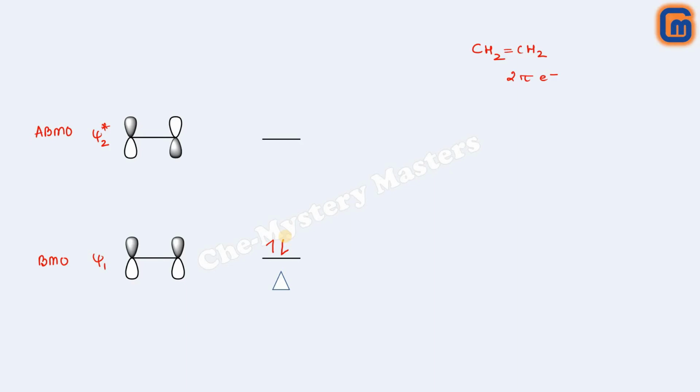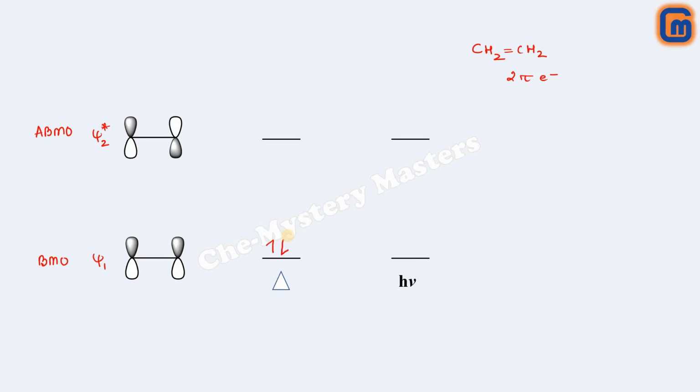So this is how the 2 pi electrons will be filled in the pi molecular orbital of ethene, where we have seen that both of the electrons will go to psi1, that is the bonding molecular orbital. Now how the same 2 electrons will be filled in hν condition, or light condition, we will be discussing. So in light conditions, again there will be 2 orbitals: one will be psi1, and another will be psi2 star, designating the bonding molecular orbital and anti-bonding molecular orbital respectively.